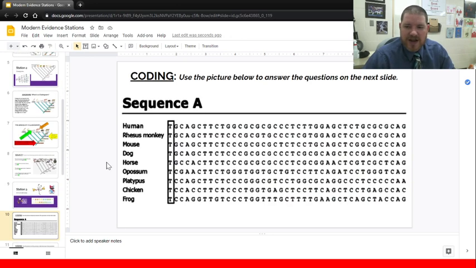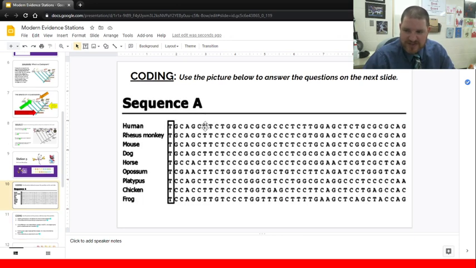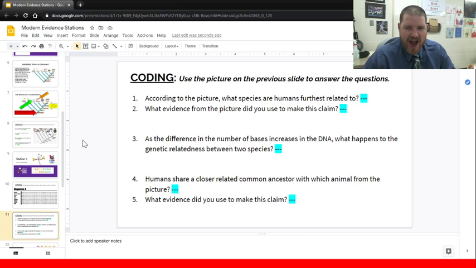Station number 3 is all about DNA and genetics. So I give you the DNA gene for the same trait for 9 different animals, going from a human to a frog. What you're going to have to do is to use this picture to help you answer the following questions. Because this is the same section of DNA in each animal, the more similar that they are means that they're more closely related. The more differences that we have, the more different the organism will be. So you're going to use this picture to help you answer the 5 questions that follow.